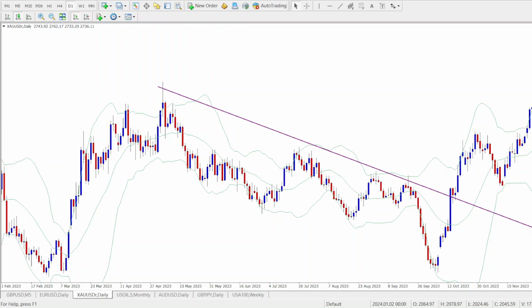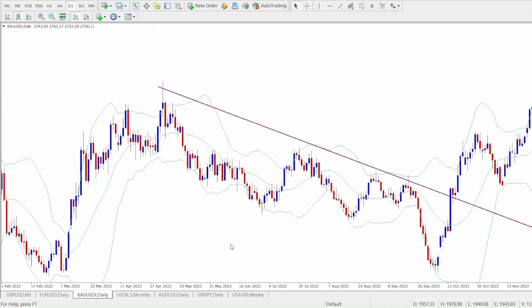Now, using Bollinger Bands, traders can gauge market volatility and identify potential reversals. If you see price action touching the outer bands, it might be a signal to look for a potential entry or exit point.